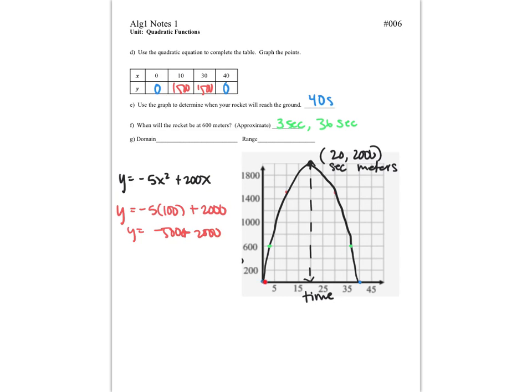And the reason it reaches it twice is because it hits 600 once going up, and then it's going to hit 600 once coming down. It's actually going to hit every single height twice going up and then coming down, except for the vertex that it only hits that one time. So the only time it hits 2,000 meters is at 20 seconds. That's the only height that it hits once. Every other height it hits twice, once going up, once coming down.